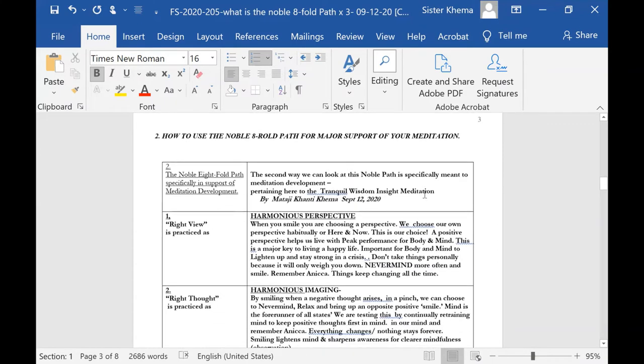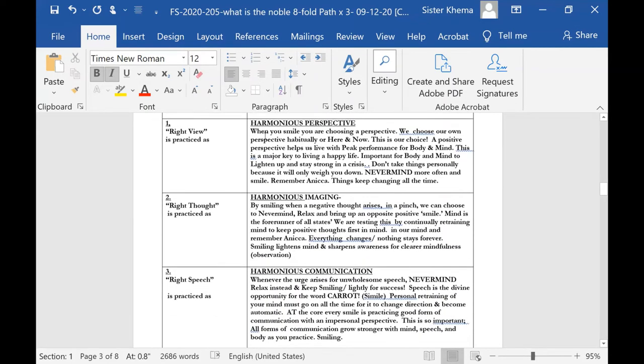How to use the Noble Eightfold Path, but we'll change that to an F. We can roll the Eightfold Path, make sure we have rolled it properly. Okay, that means kept it. Noble Eightfold Path for major support of your meditation. Now we look at it more closely in the angle of seeing how it supports the meditation. So the Noble Eightfold Path, specifically in support of meditation development, is the way we're looking at it now. The second way that we look at this Noble Path is specifically meant for meditation development and fulfillment of reaching path knowledge. It's pertaining to the tranquil wisdom insight meditation, so it operates correctly.